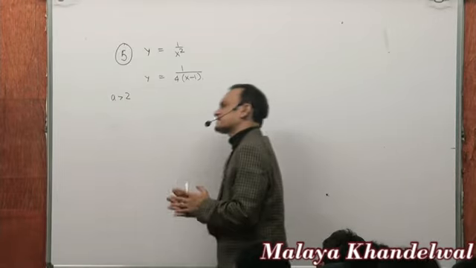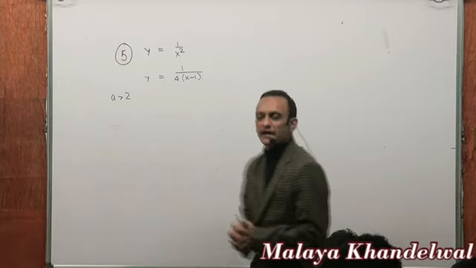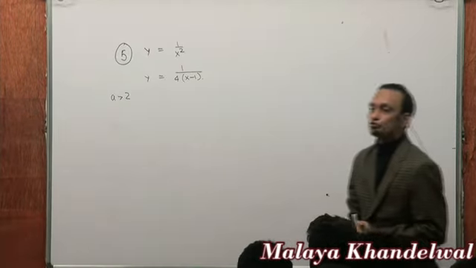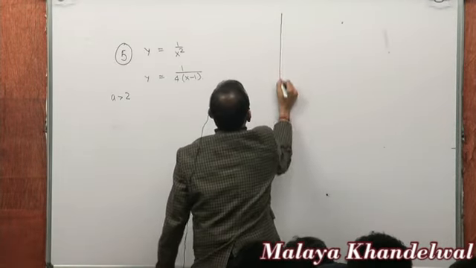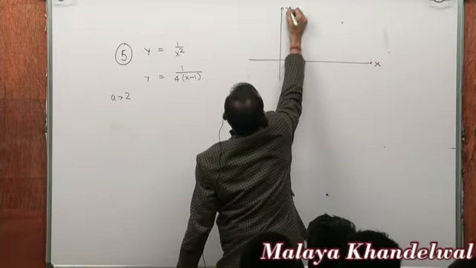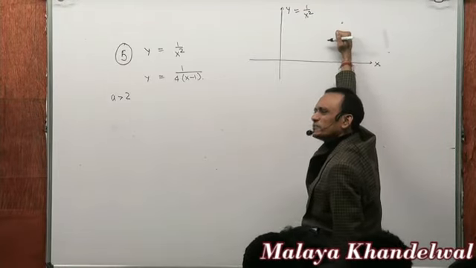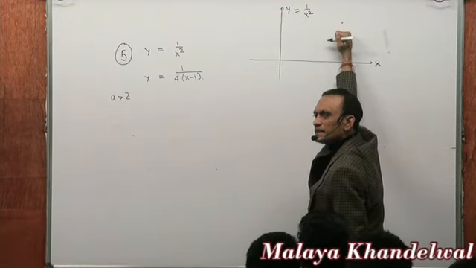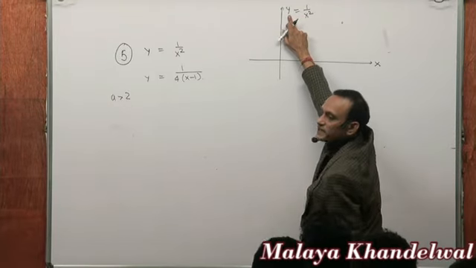First things first. Let's draw the two curves. y equal to 1 by x squared and y equal to 1 by 4 into (x minus 1). Let's first draw the two curves, y separately first and then we'll merge them. y equal to 1 by x squared. Realize y can never be negative here. Also, as x tends to 0, y tends to plus infinity.